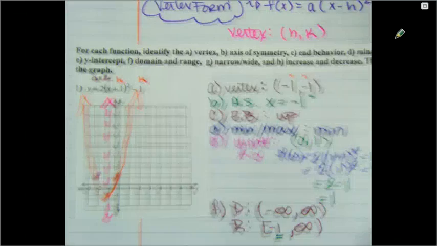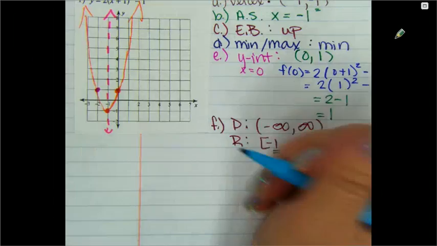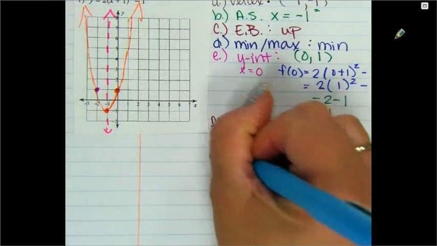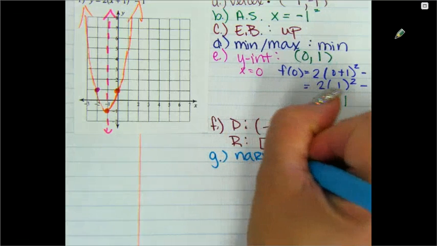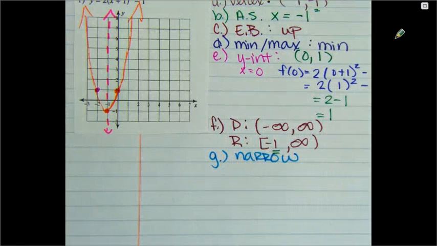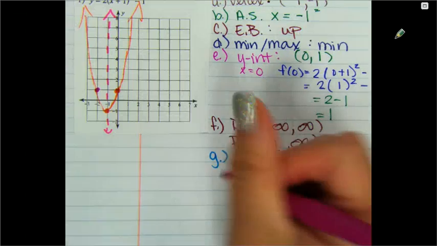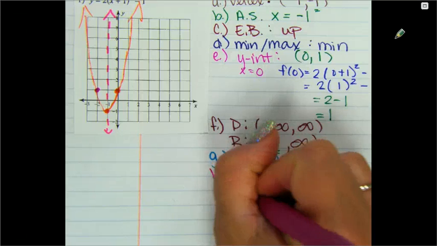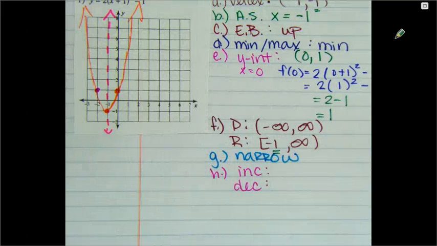Good? So then you're going to go ahead and answer letter G. Letter G asks if it's narrow or wide, and your answer is going to be what? Narrow. How do I know it's narrow? Because it's not a fraction. What's not a fraction? What letter? A. Letter H, increase and decrease. You're going to do that by yourself.